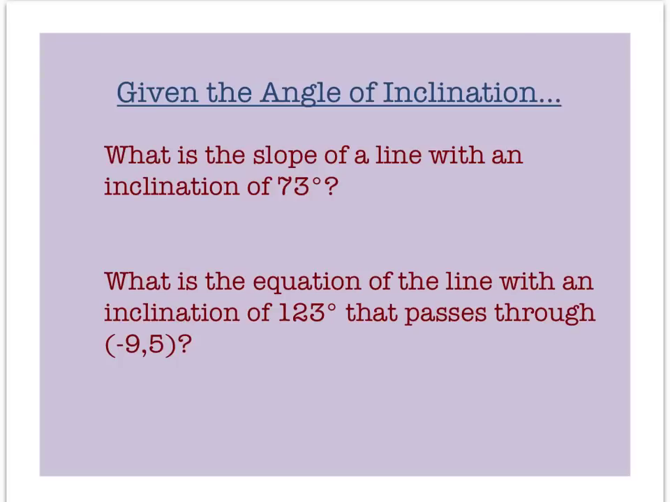When you're given the angle, whether they're asking you for the slope or the equation, we need to figure out the slope at some point. We know that the slope is just the tangent of the angle. So this first example is very straightforward. What's the slope of a line with an inclination of 73 degrees? We would just take the tangent of 73, and we end up with a slope of 3.27.